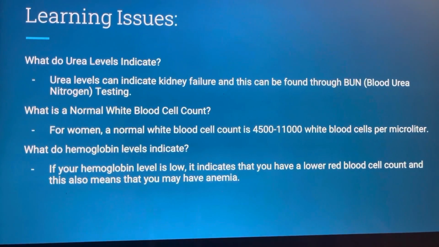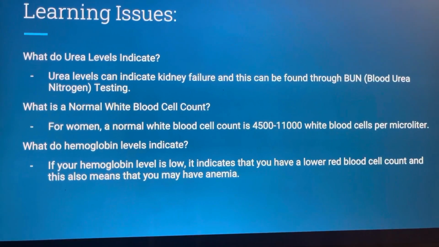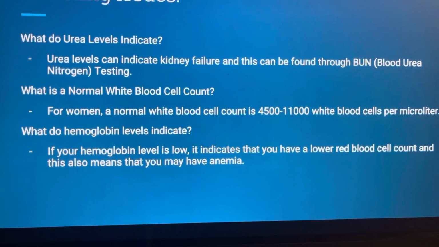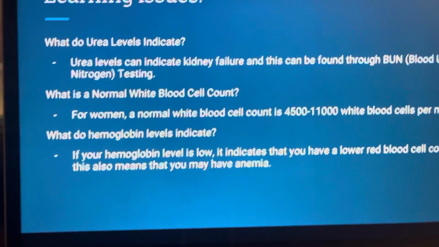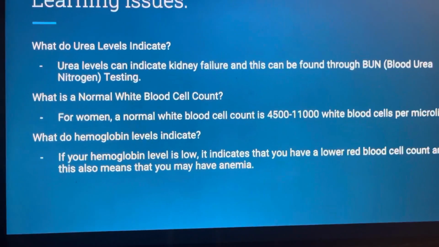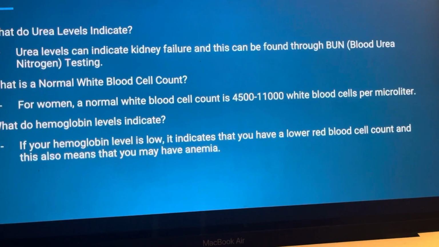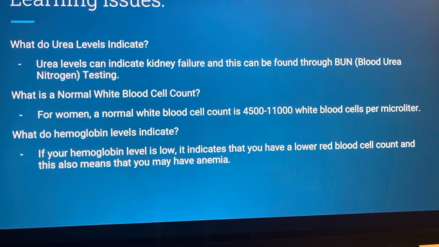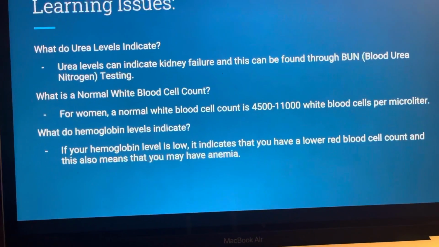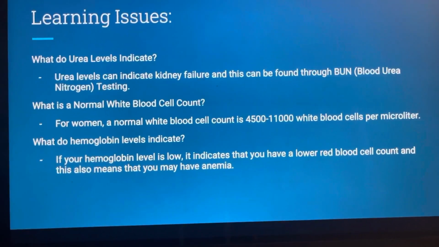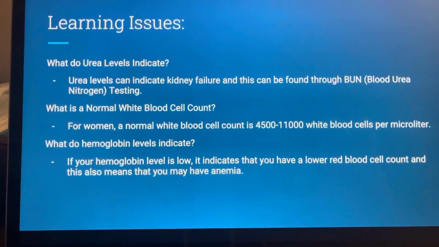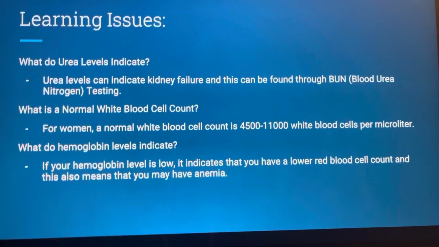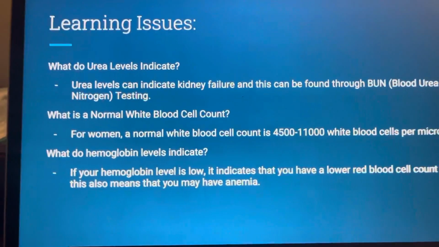The first one, as you can see there, is that urea levels can indicate kidney failure, and this can be found through a blood urea nitrogen test. The next question I had was, what is a normal white blood cell count? After some research, it said for women, a normal white blood cell count is 4,500 to 11,000 white blood cells per microliter. And what do hemoglobin levels indicate? That was my last one. If your hemoglobin is low, it indicates that you have a lower red blood cell count, and this also means that you might have anemia.